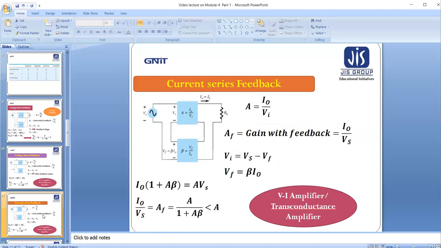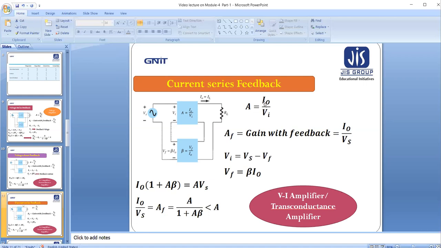Now the next, third topology, which is current series. Current series means output is current and the input is voltage. So A, the gain, equals current output by input, I naught by Vi, where AF is the gain with feedback, so it equals I naught by Vs. Vi equals Vs minus Vf, and Vf equals beta into I naught. As the output is current, Vf is a voltage, so Vf equals beta into I naught.